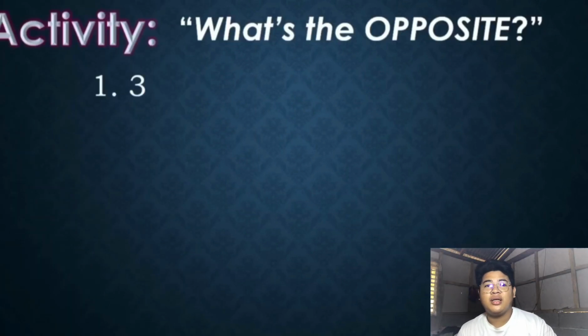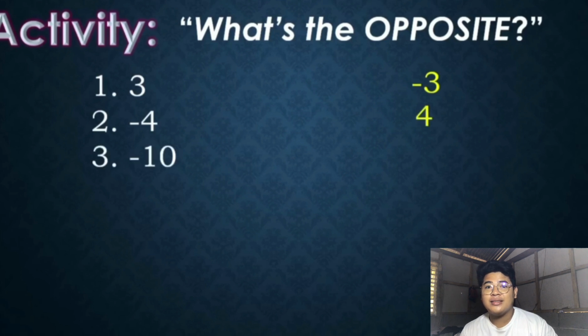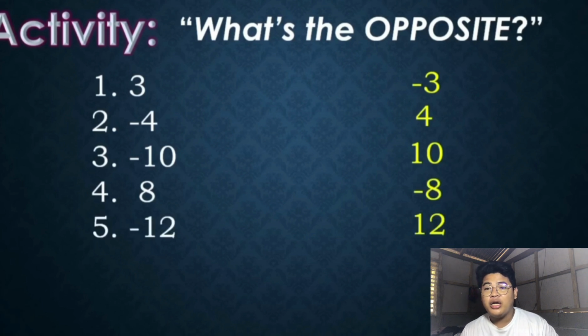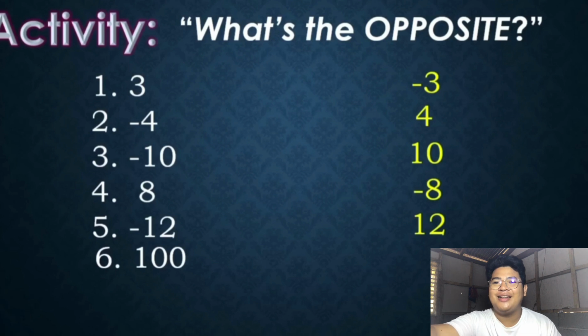What is the opposite? Of 3, it is negative 3. Of negative 4, it is 4. Of negative 10, it is 10. Of 8, it is negative 8. Of negative 12, it is 12. Of 100, it is negative 100.